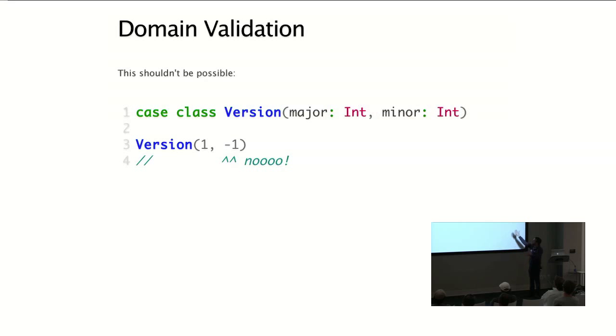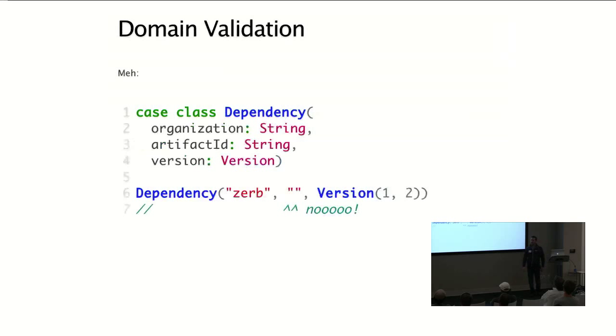Another example, a version. Oh no, I put the minor version as -1. That doesn't make sense. Or this is like a code dependency. I depend on this thing, but I'm passing an empty string in, and there's no real way to say I want a string that's not empty in our languages. So there's always some kind of runtime check, and then it blows up, and then what do we do? We're always handling these kinds of situations.